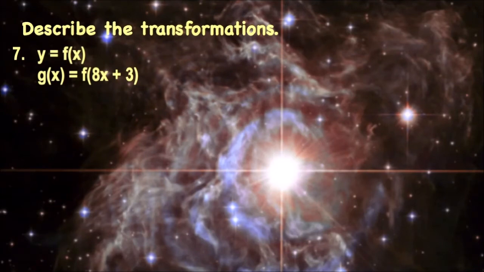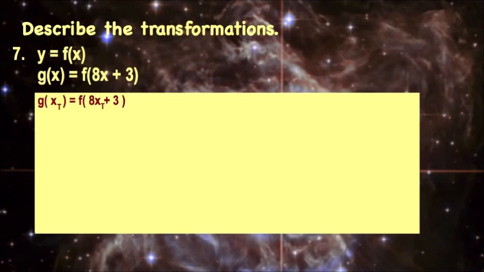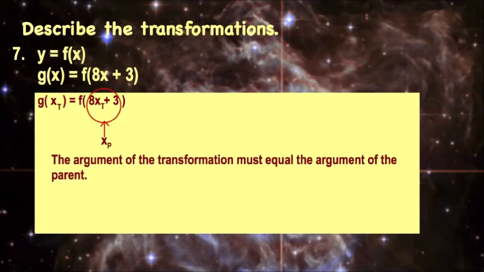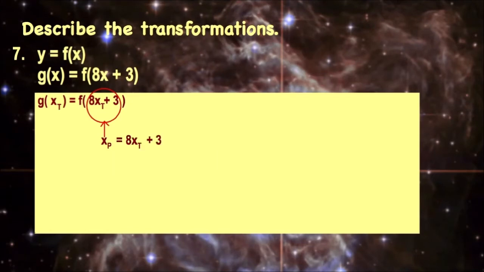Describe the transformations. Y is equal to f of x. G of x equals f of 8x plus 3. G of x transformation equals f of 8 x transformation plus 3. The argument of the transformation must equal the argument of the parent. X parent equals 8 x transformation plus 3, which is equivalent to 8 x transformation equals x parent minus 3. Divide both sides of the equation by 8. Equivalent to x transformation equals 1 over 8 x parent minus 3 over 8.